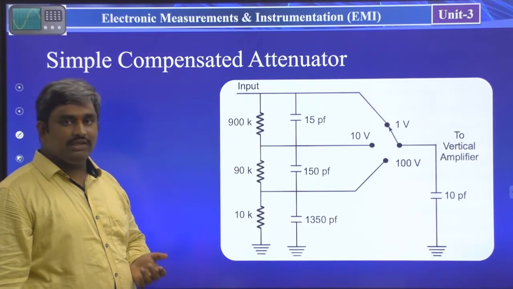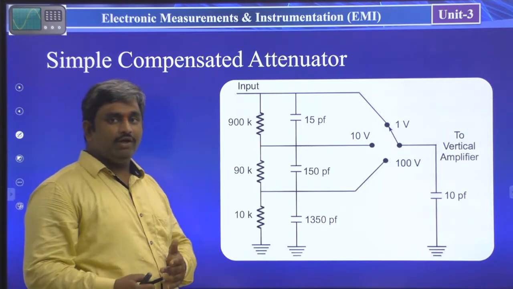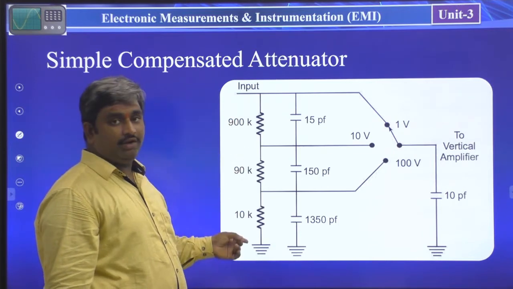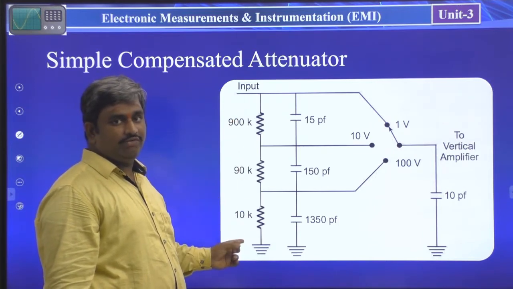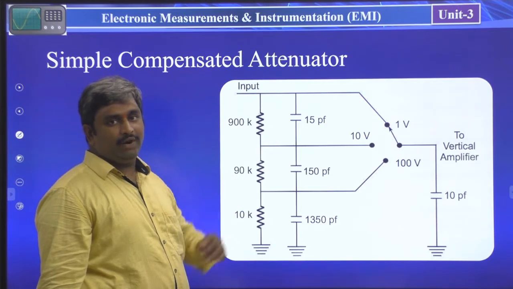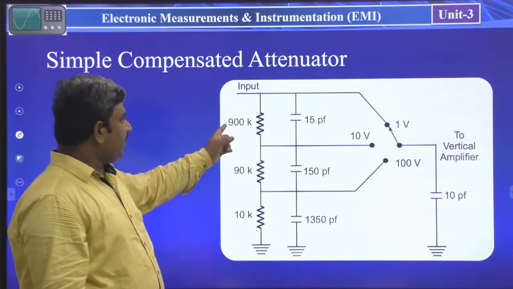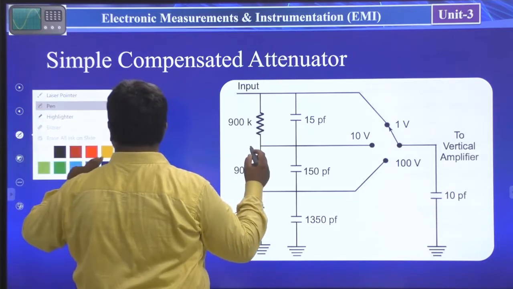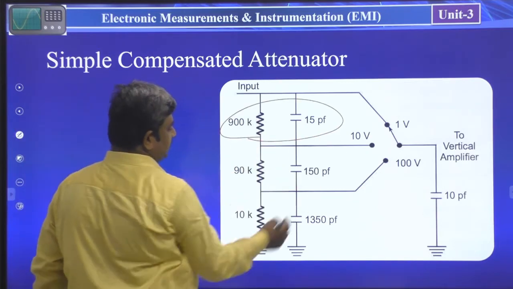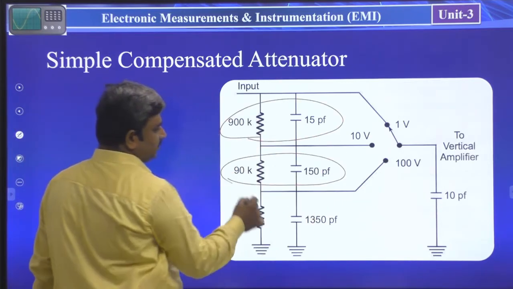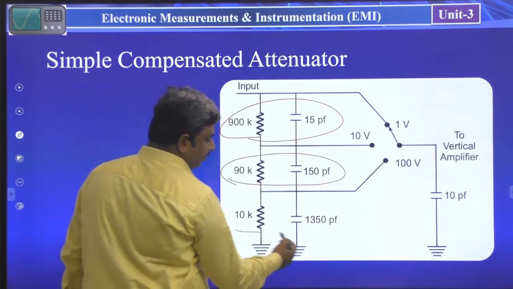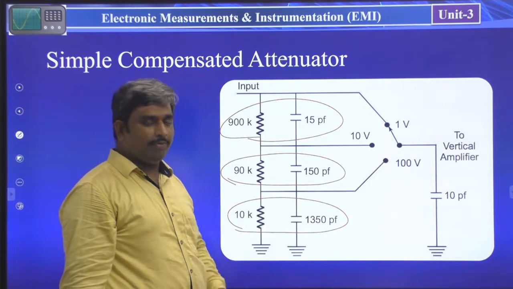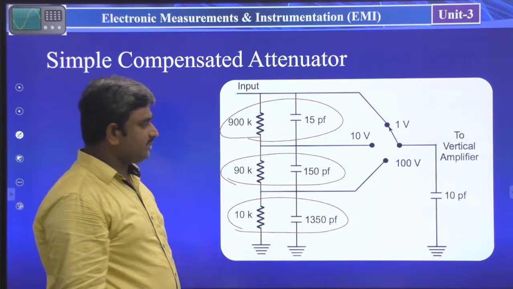Here we are seeing the compensated attenuator. For this compensated attenuator circuit, for each stage of this voltage divider network, we are providing a capacitor in parallel. For the 900 kilo ohms resistor, we have provided a 15 picofarads capacitance. For 90 kilo ohms of resistance, we have provided 150 picofarads of capacitance in parallel. For 10 kilo ohms of resistance, we have provided 1350 picofarads capacitance in parallel.